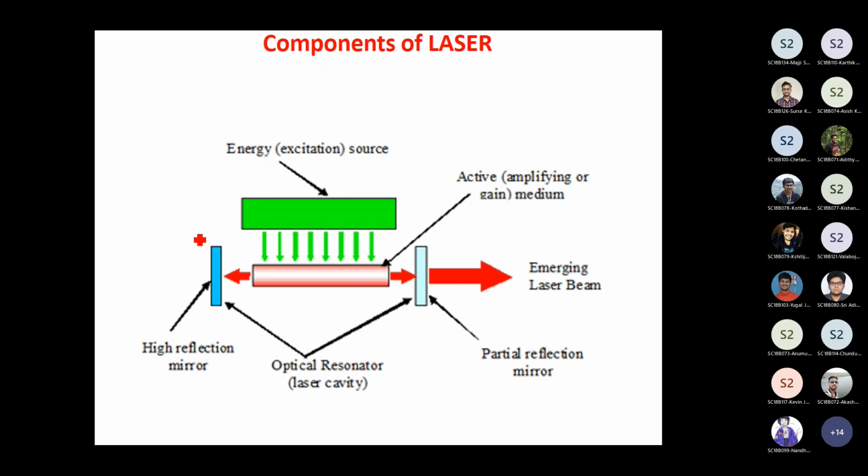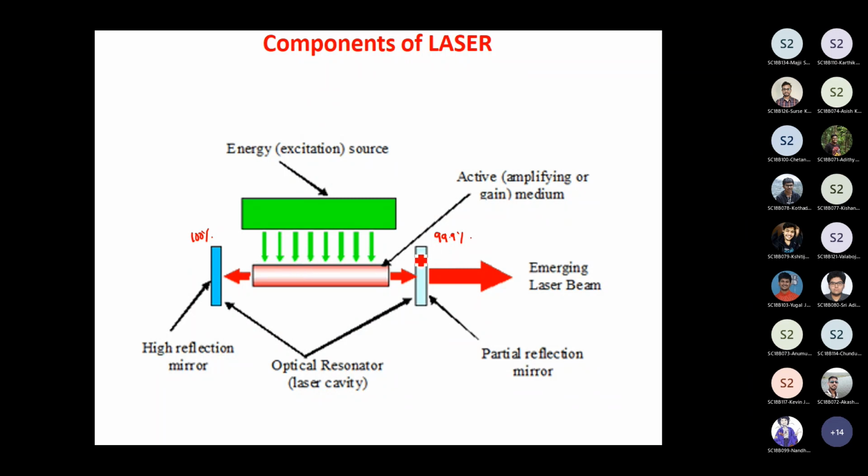So this mirror is going to be 100% reflective. This mirror is going to be partially reflective, or something like 99.9% reflective. So this means that if 100 photons are falling on this mirror, because it has 100% reflectivity, all the photons are going to be reflected back.